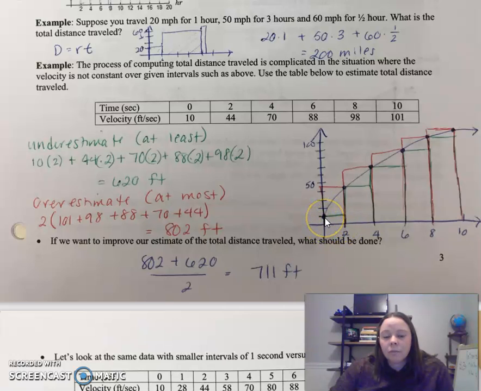So the height here looks like it's 10, and then the height here, it's going to be 44. That creates that rectangle. And the height here would be 70 and so forth. So you actually use 10, 44, 70, 88, 98, and then you stop. You don't want to use that last bit of data because that would give you an extra rectangle over here we don't want. So then you add all those areas together, and that's how we're getting 620 feet. And we know that's an underestimate. So then if we do an overestimate, well, the same first rectangle, but now we'll want to use the right side to determine the height.